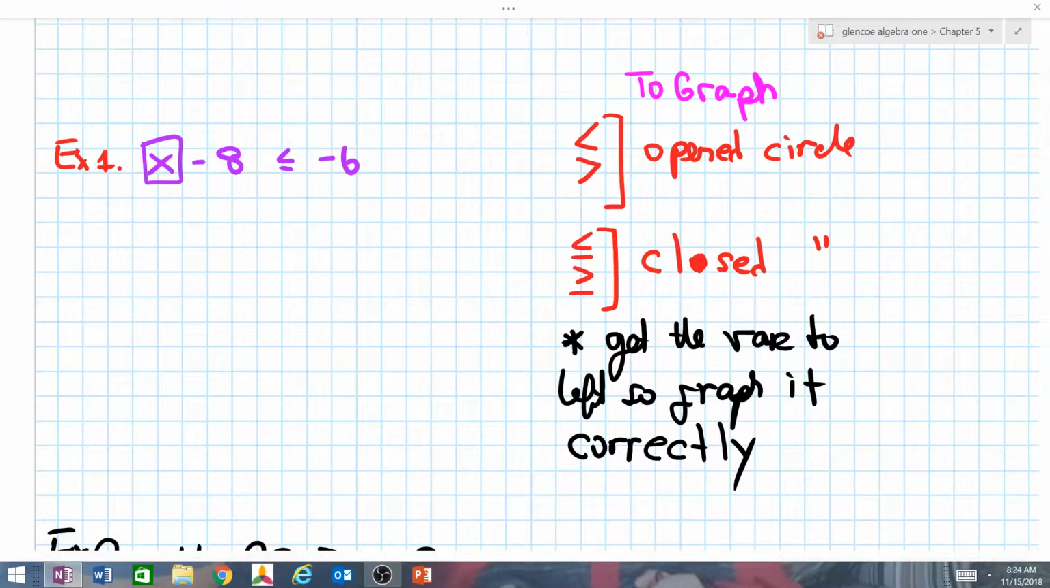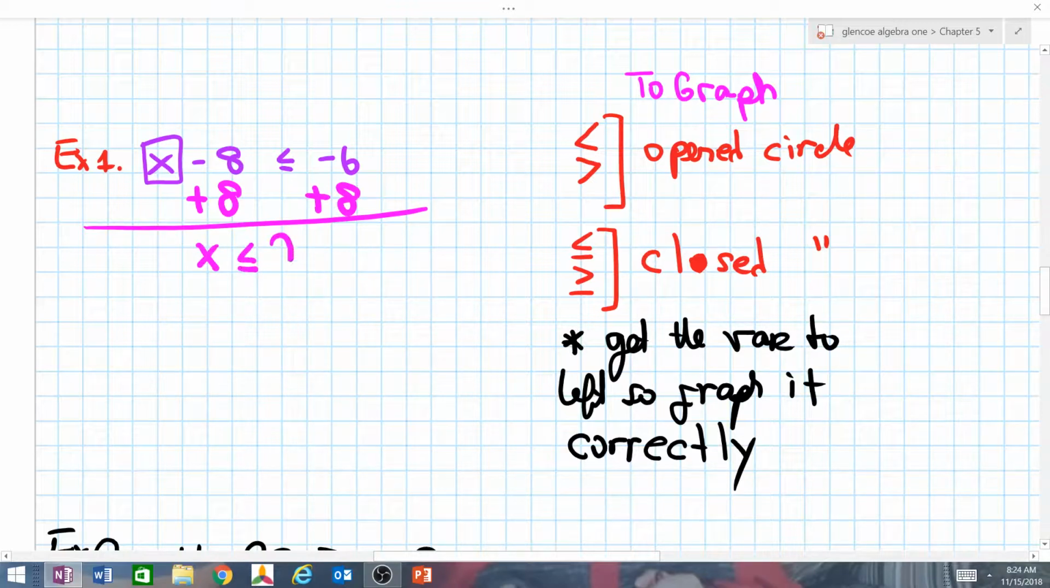All right, here we go. x minus 8 is less than or equal to negative 6. We're going to add 8 to each side, and we get x is less than or equal to what, guys? x is less than or equal to 2. It's most correct to put your answer in set builder notation. And then we're going to go ahead and graph.